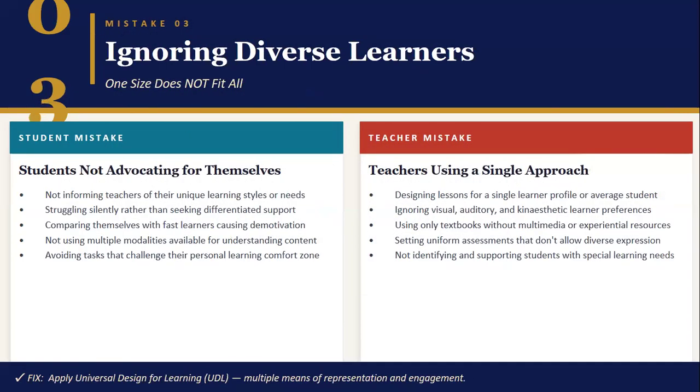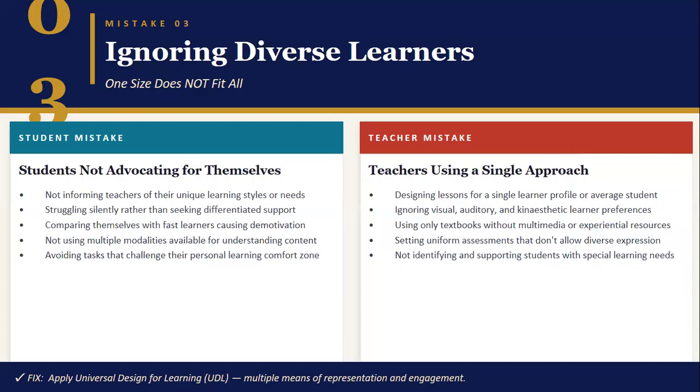Third mistake, ignoring diversified learners. The third mistake is ignoring learner diversity in the classroom. Each student learns differently, and one method cannot fit all. Let us examine from the student's point of view. Most of the students often struggle silently in the classroom. They don't express their learning needs. They compare themselves with others. They avoid challenges. This leads to frustration and loss of confidence.